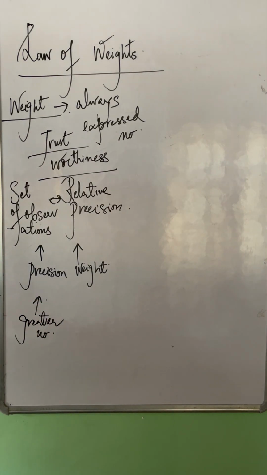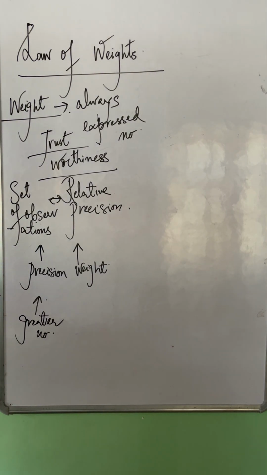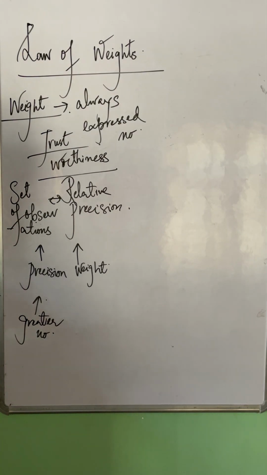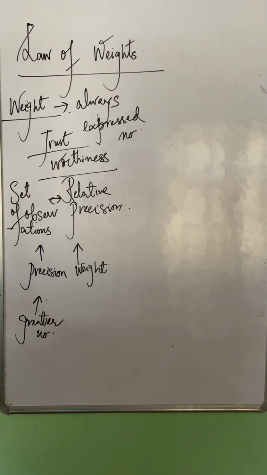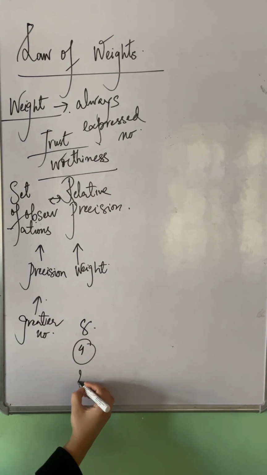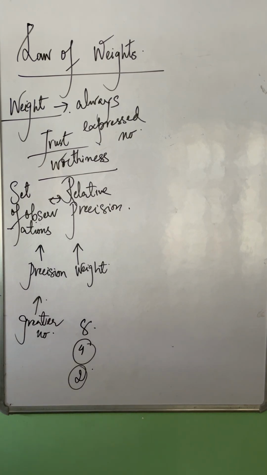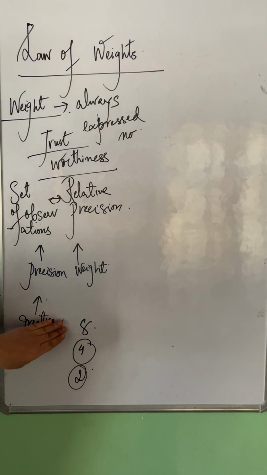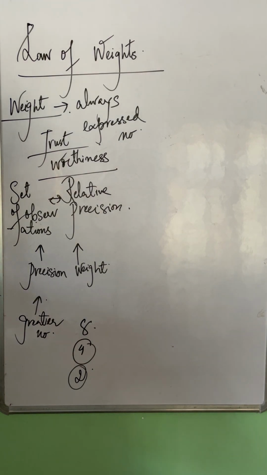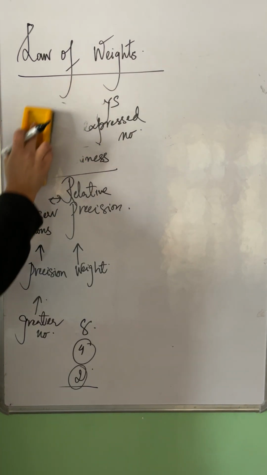All right, students. So weight of a quantity is its trustworthiness, or it indicates its relative precision within some set of observations. Let's illustrate this with the help of an example. For example, a quantity with a weight of 8 is 4 times as precise as a quantity with a weight of 2. If we have some observation with a weight of 8, it is 4 times as precise as an observation with a weight of 2. Now let's study how these weights are allocated.